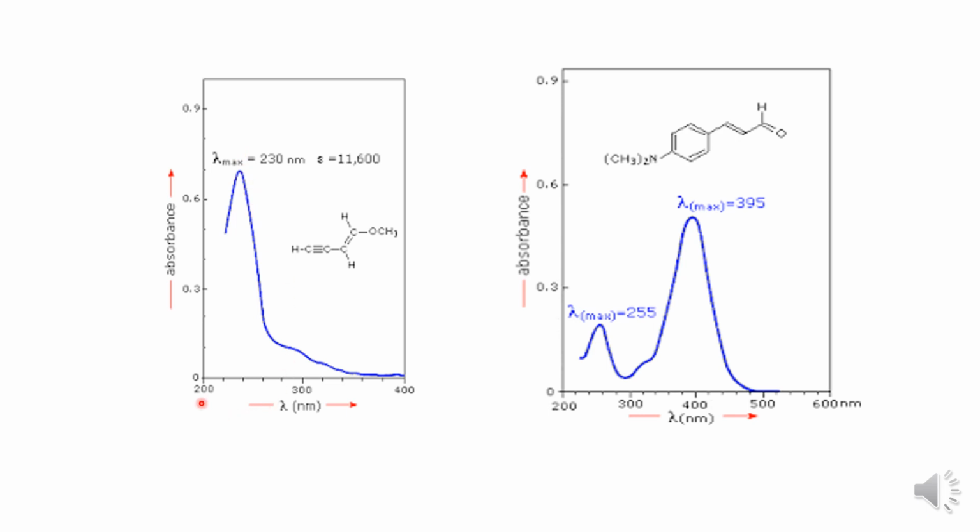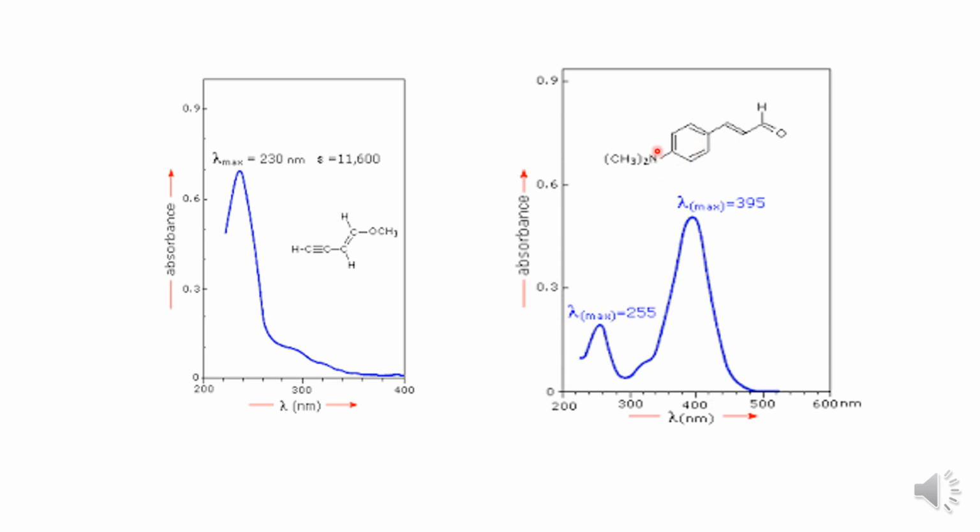So by observing this graph, you get the lambda max value, and this lambda max value is very important because for a compound we get only one lambda max value, and this lambda max value depends upon the structure of that compound. So here this is the structure of that compound, and this lambda max value is associated with the nature of the double bonds or triple bonds present in the compound.